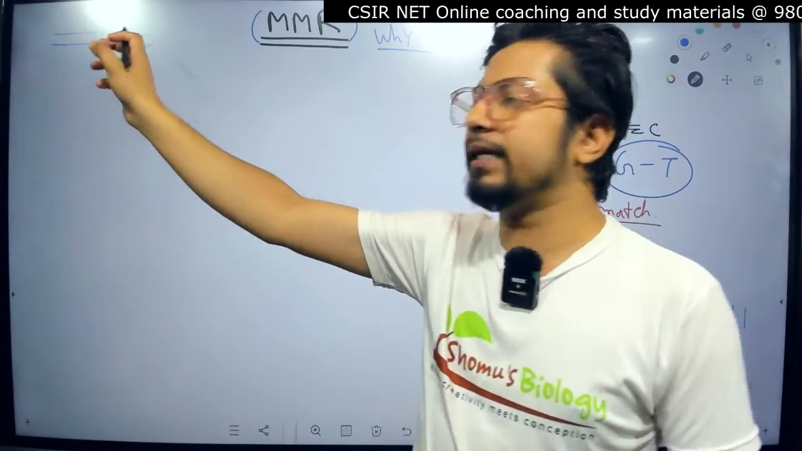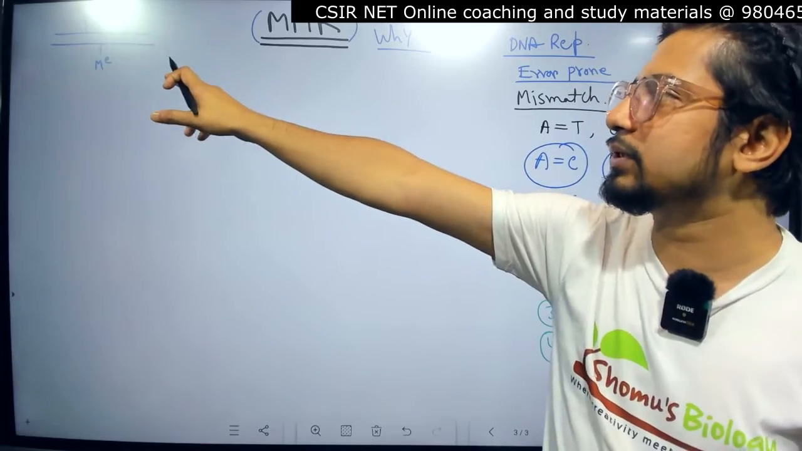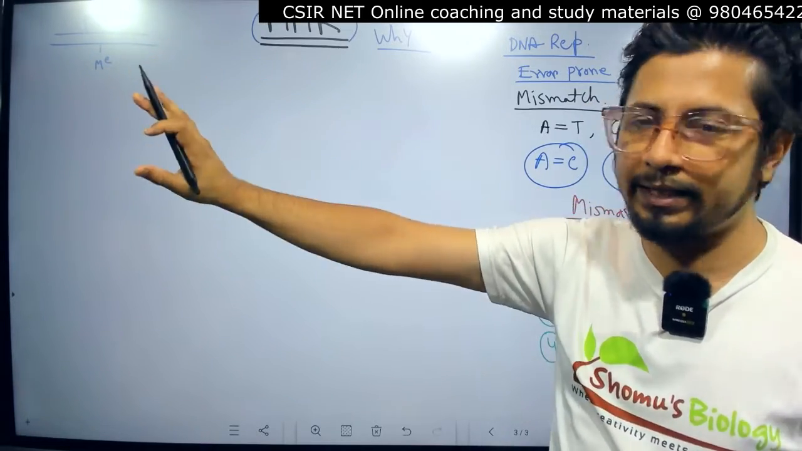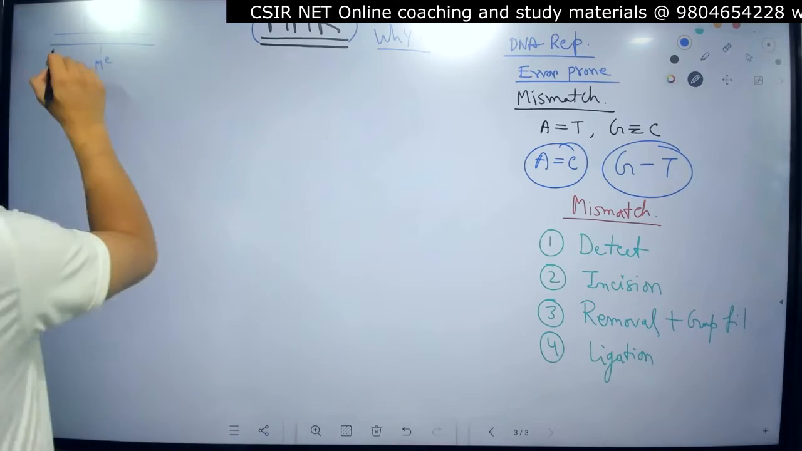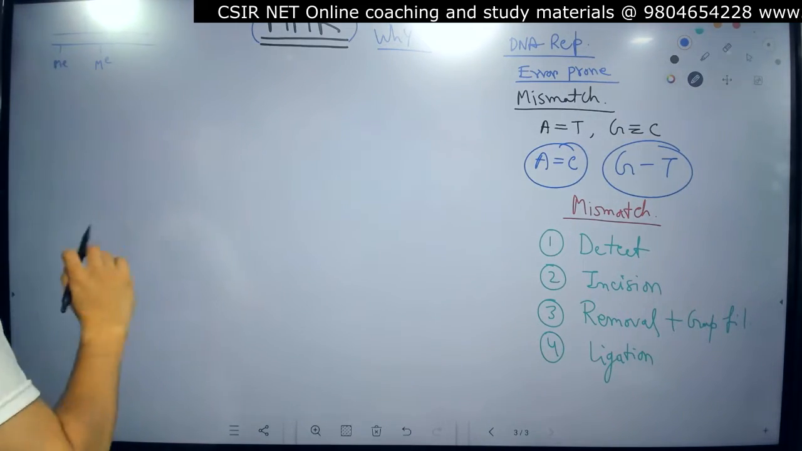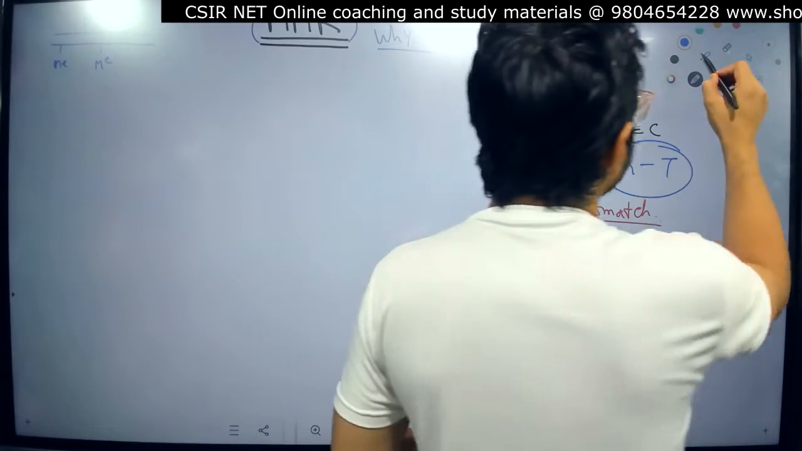So the methyl group that is added, in this state we know that this DNA is fully methylated, meaning both the strands of the DNA are almost equally methylated. That is a completely methylated strand of the DNA.